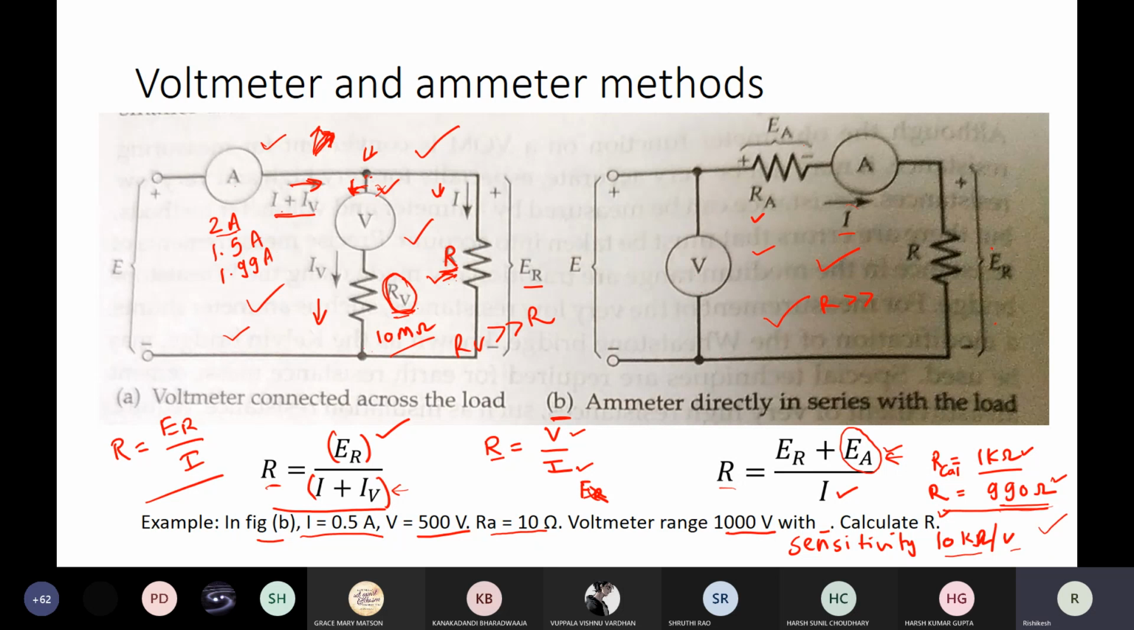But as I mentioned, if the value of R is quite low or quite high, that will decide which configuration will give better accuracy. In this particular example, it is not very high also, it is not very low also. That's why we have got similar results for both. Okay, is that fine? Is this understood? Yes, sir.